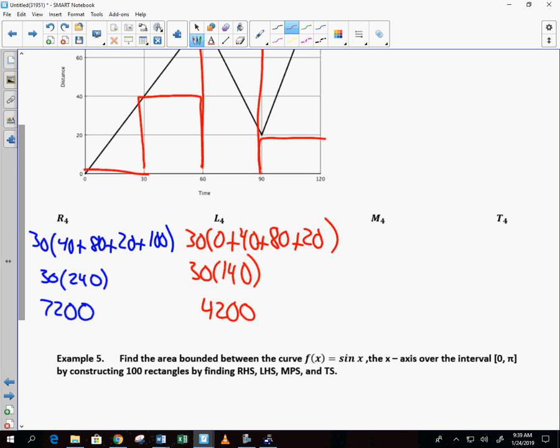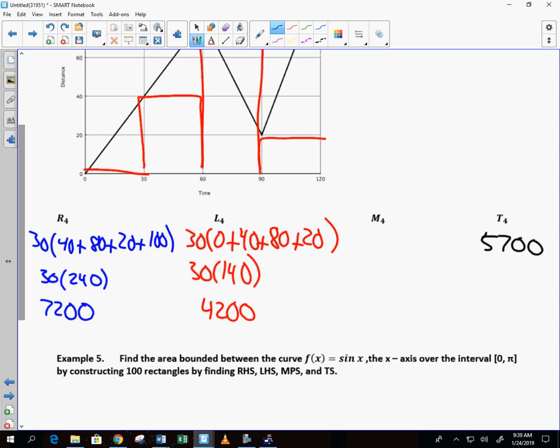And I'm going to do the trapezoidal right away because I see here, what's the difference between these two? 3,000. So if I do half, or 1,500, that will bring this to 5,700 if I average those. I could see that right away. I add the 1,500 to 4,200, or subtract it from 7,200, and I'll get in the middle. We good now?